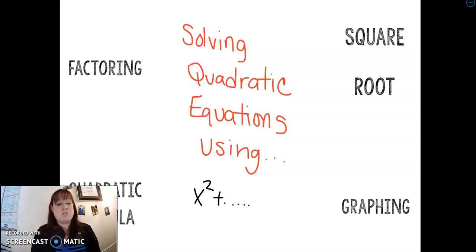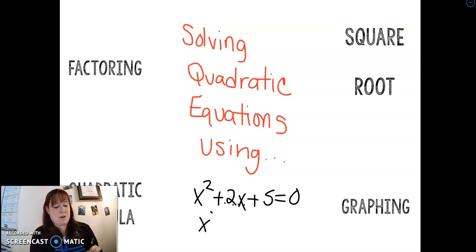So when we have these quadratic equations, we're trying to solve them. So say you've got something like x squared plus 2x plus 5 equals 0. So we're trying to figure out where it's true. Sometimes you'll have something like x squared plus 2x equals negative 5. And again, we're trying to just figure out where is this true? For what x values is this true?